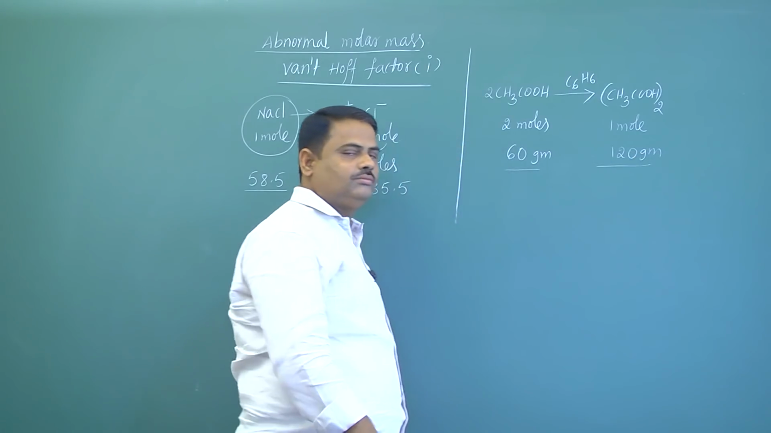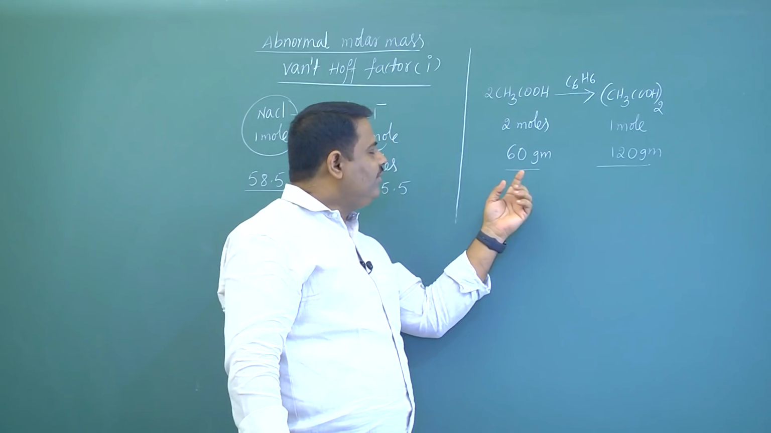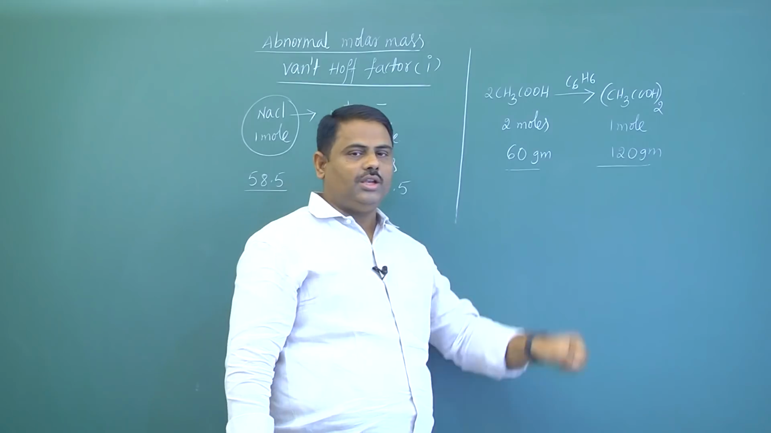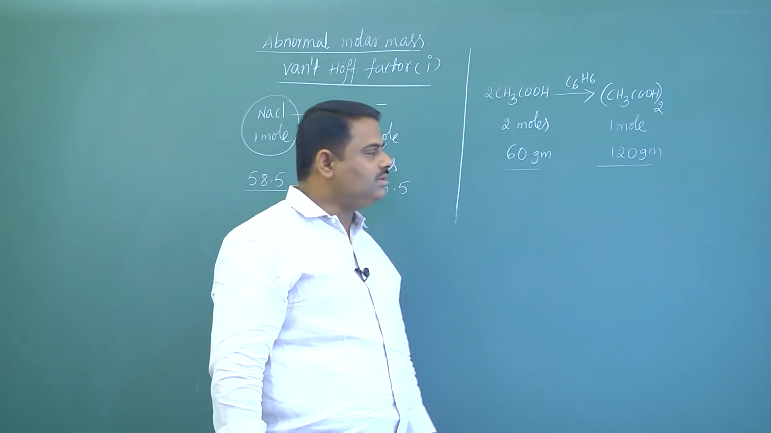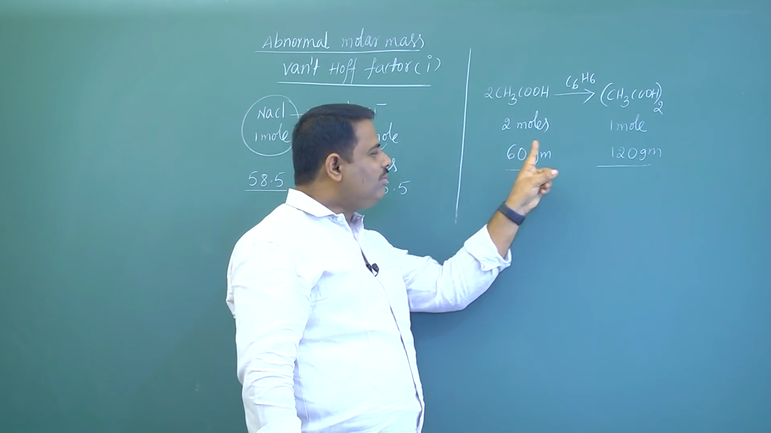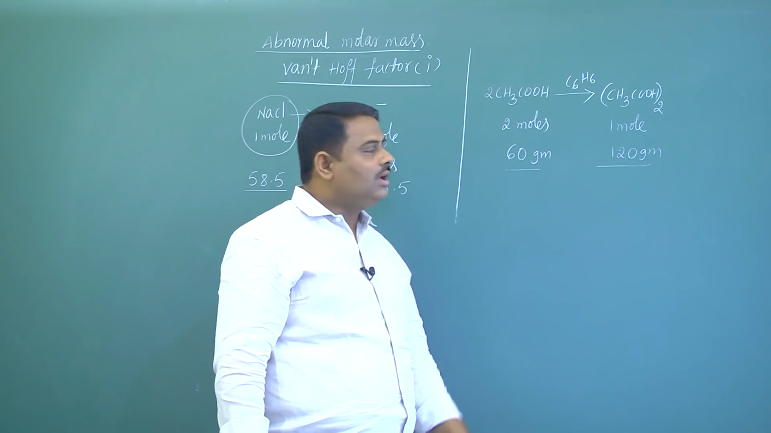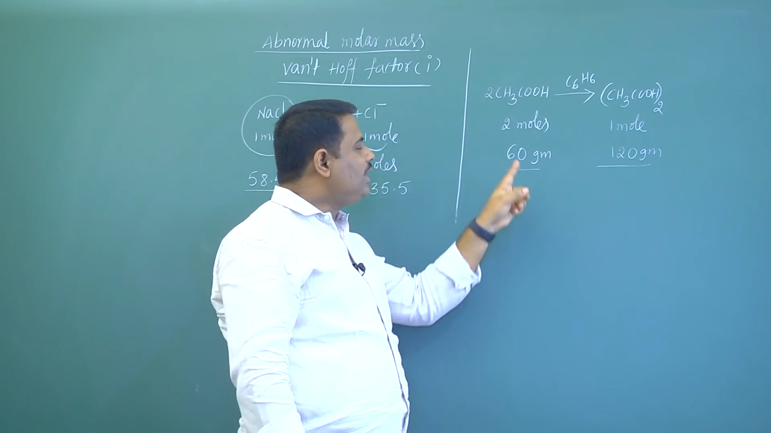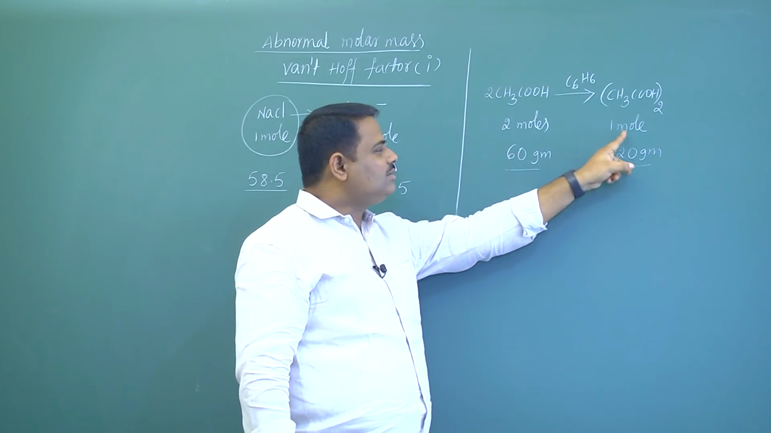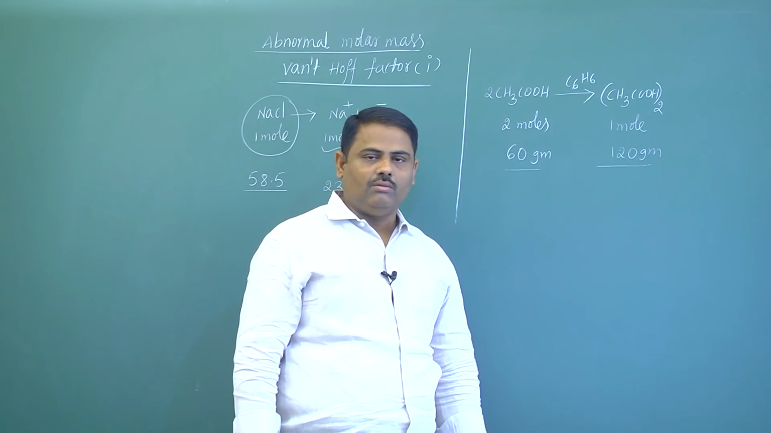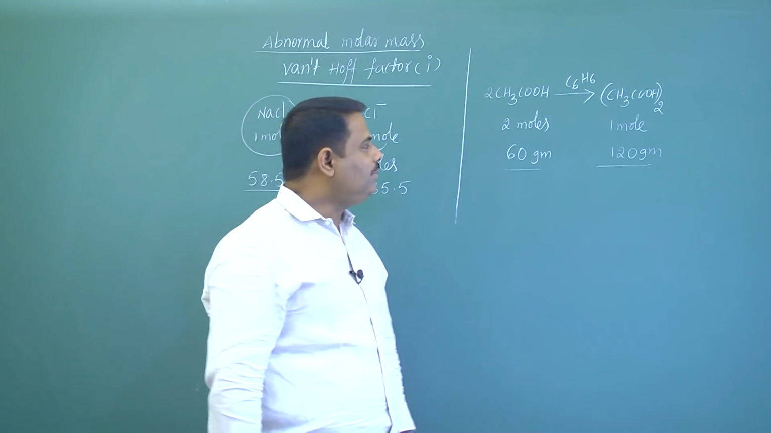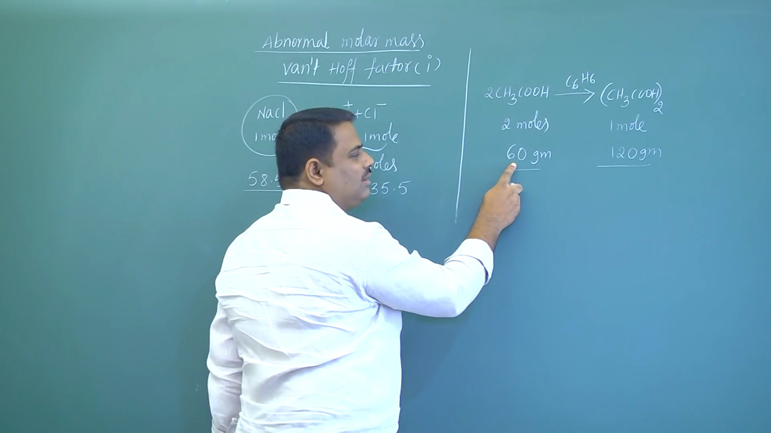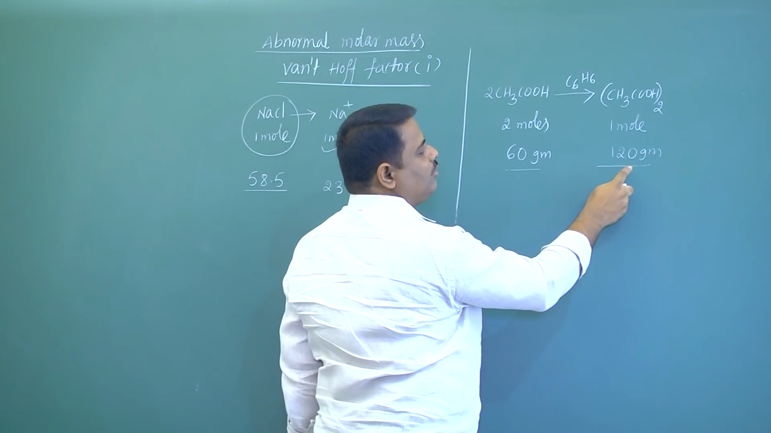Now here, before association 60, after association you are getting 120. That means as molar mass increases, number of particles decreases. Here number of particles are 2 moles, after association you are getting 1 mole. That means this is normal molar mass and this is abnormal molar mass.